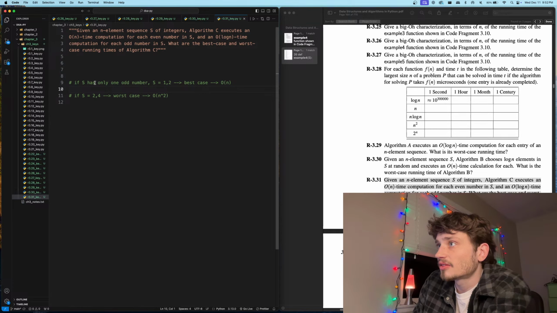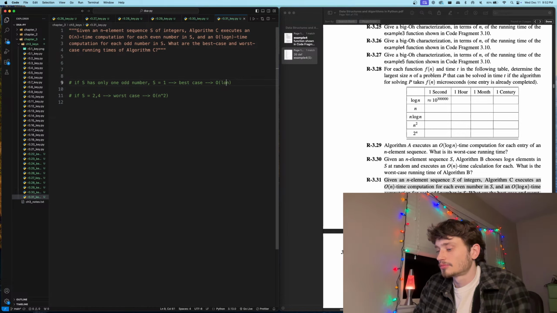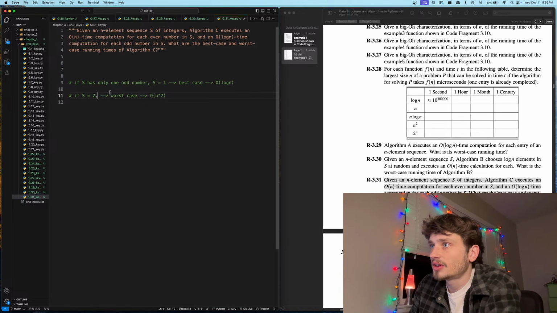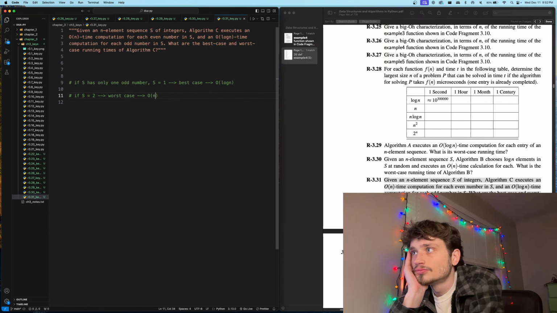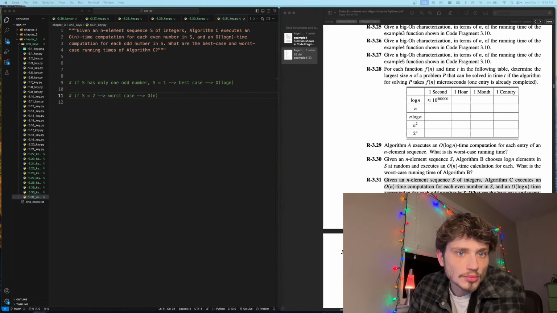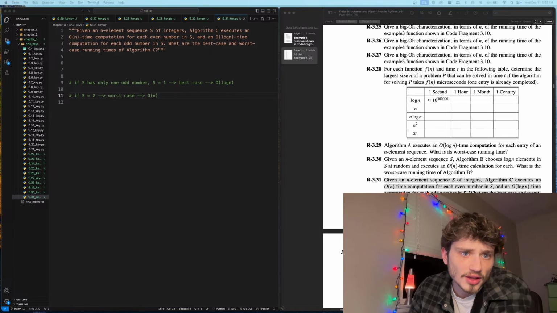So the best case is if the sequence only has one odd number, meaning that it would perform in O of n log n time. If the sequence had only one even number, it would perform in O of n time. Worst case is O of n if they are all odd.